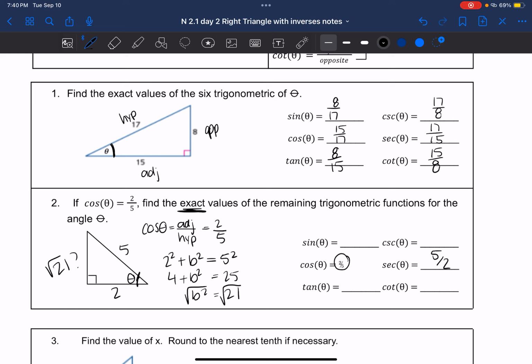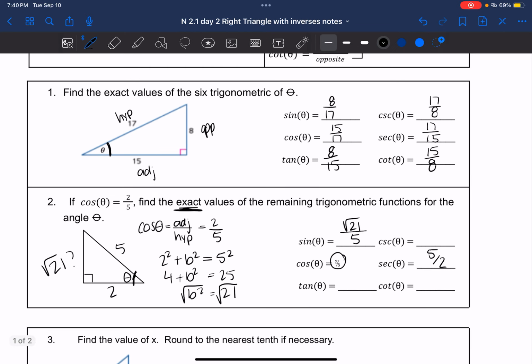So sine is opposite. Our opposite of theta is that side we just found, square root of 21, over hypotenuse, which we already knew was 5. My cosecant would be the reciprocal of that, so that should be 5 over square root of 21. But we don't leave radicals in the bottom of a fraction, so I have to rationalize the denominator. The way you get rid of a square root is by multiplying it by itself, but if I multiply the bottom of the fraction, I have to multiply the top as well. So in the numerator, we've got 5 times square root of 21. We treat radicals just like variables, so this might as well be 5 times x, which would be 5x. So 5 times square root of 21 is just 5 square root of 21, over square root of 21 times square root of 21, which is just 21.